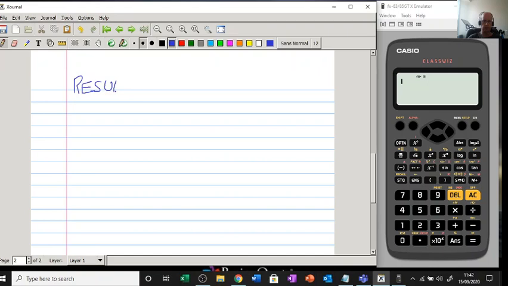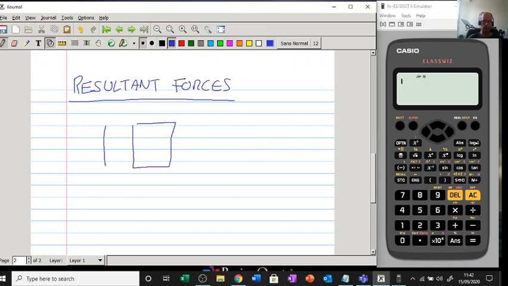Resultant forces. So, we could have a force on an object like this. We could have a force coming this way, horizontal, and we could have a force coming that way, straight up, vertical, right? So this is vertical, obviously, and this is horizontal. So we can add them up.